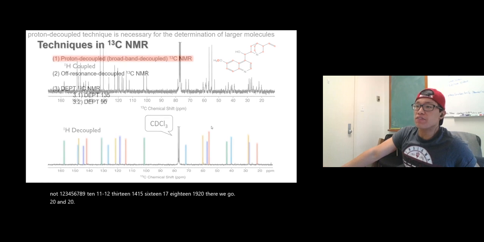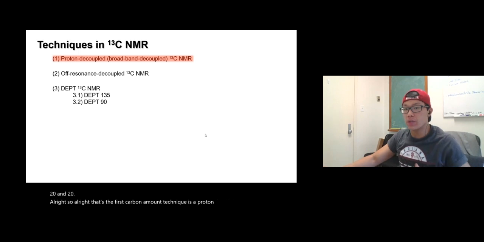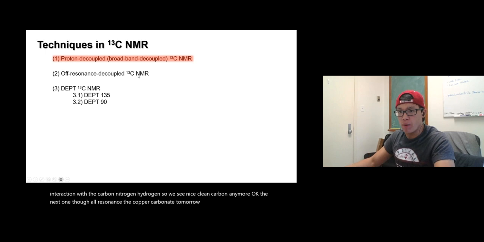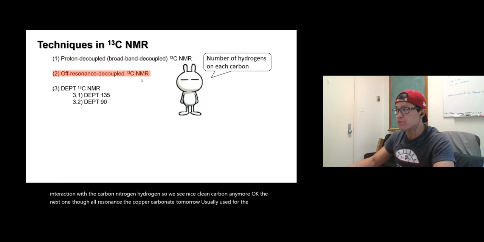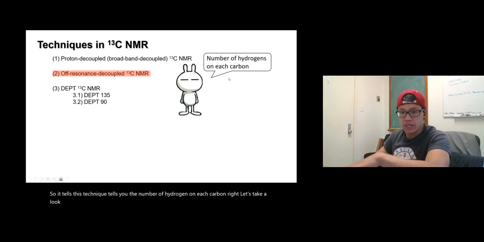All right, so that's the first carbon NMR technique, proton decoupling, which removes the interaction between carbon and hydrogen, so we have a nice, clean carbon NMR. The next one, resonance decoupled carbon NMR, is usually used for smaller molecules. This technique tells you the number of hydrogens on each carbon. All right, let's take a look at this in the next video.